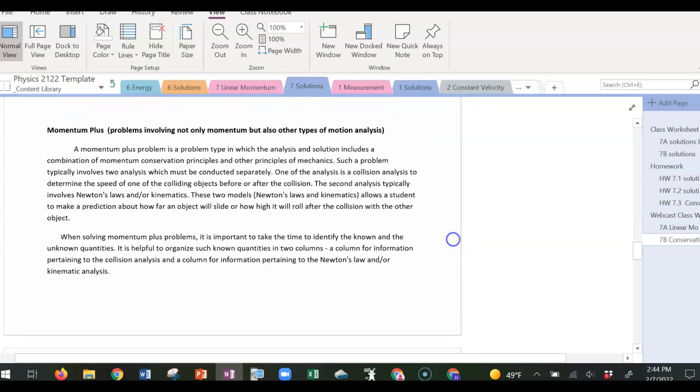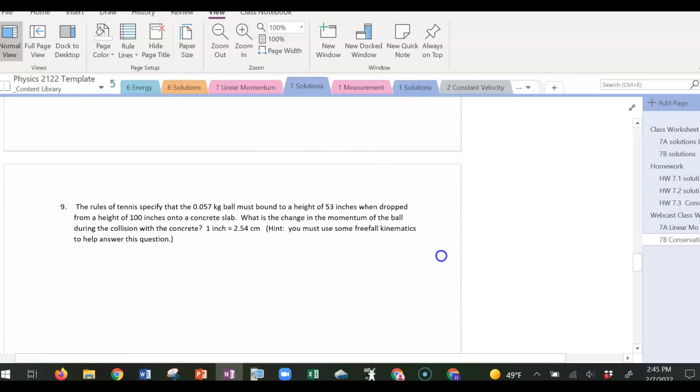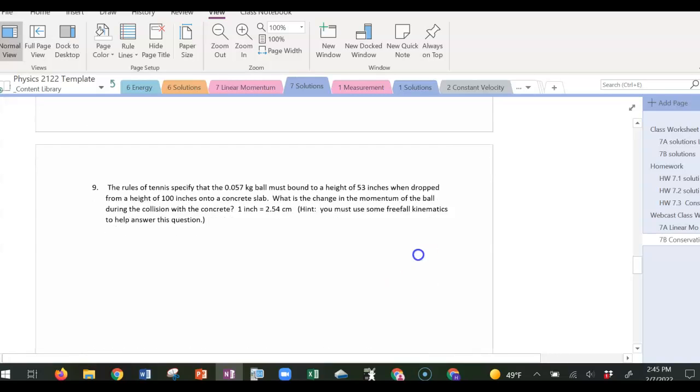And let's do one other problem, which is a momentum plus problem. We're going to do an example here, but these types of problems require not only an understanding that momentum is conserved, but also an understanding of some of the other principles of mechanics. For example, maybe using kinematic equations or Newton's laws. So let's look at this first example.